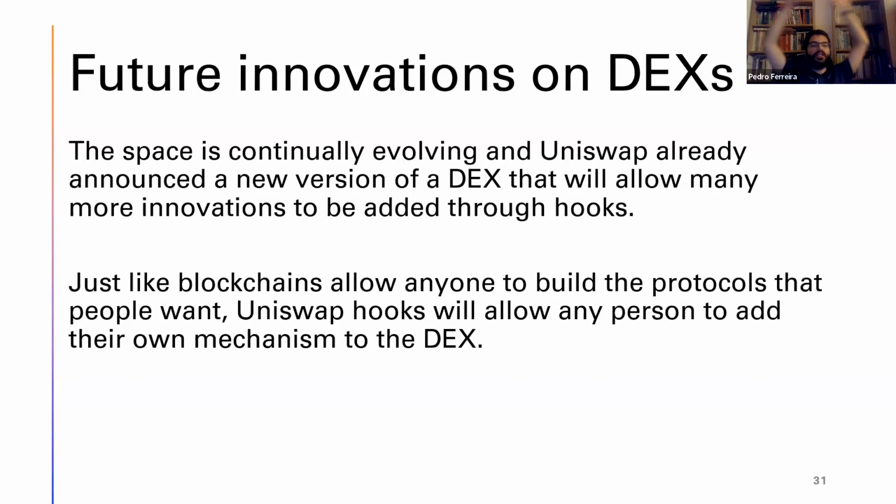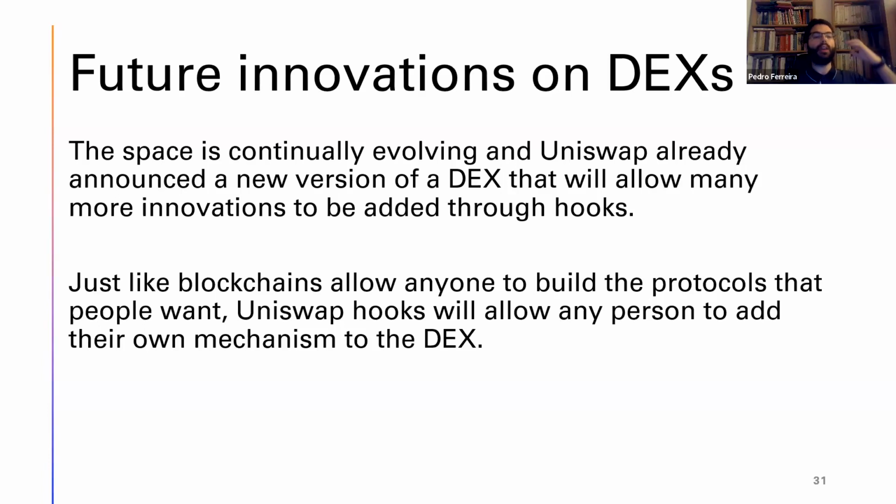Here we have just an overview of future innovations in DEXs. We talked about stablecoins, we talked about the DEXs. What are the things that we are going to see now with the DEXs? The space is continuously evolving, and Uniswap announced hooks. And what are hooks? Hooks basically will allow, just like in blockchain, you can build any project that you want, anything, any mechanism. Uniswap announced that now you will be able to do the same with the DEX.